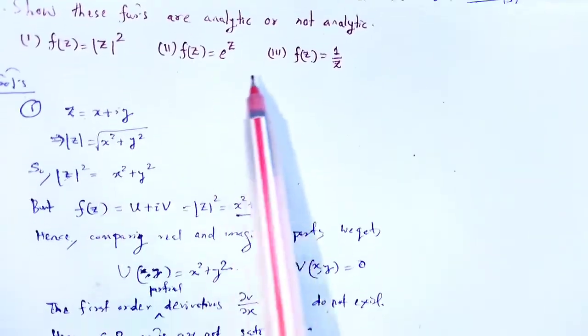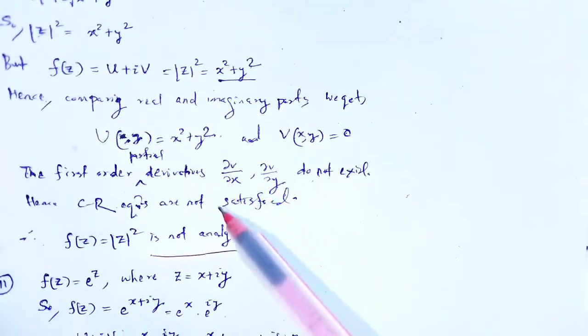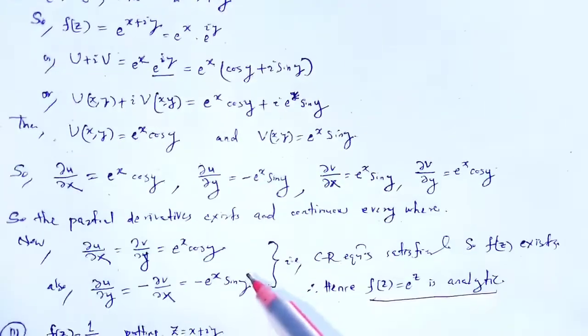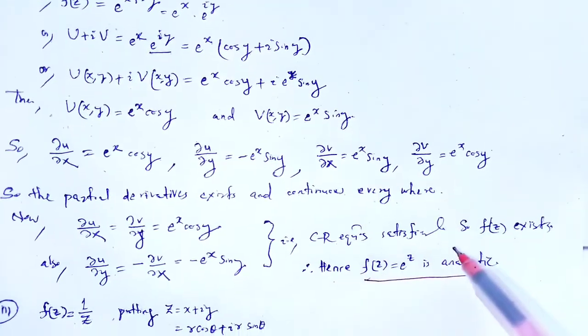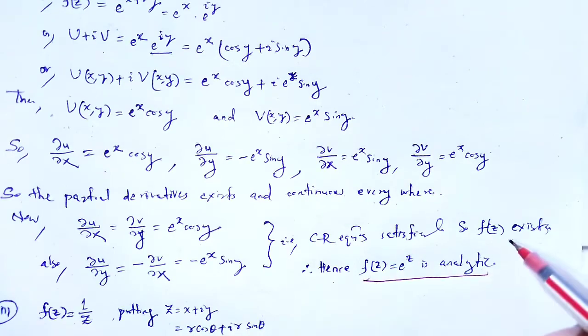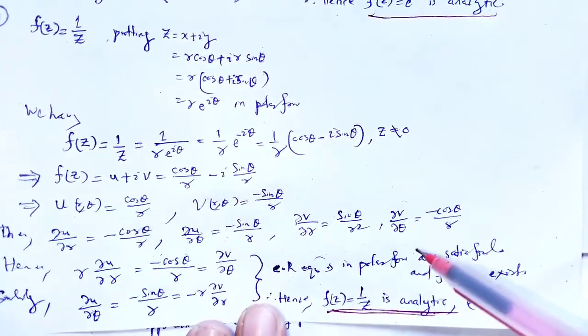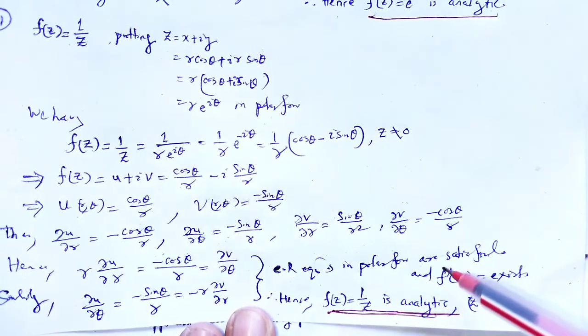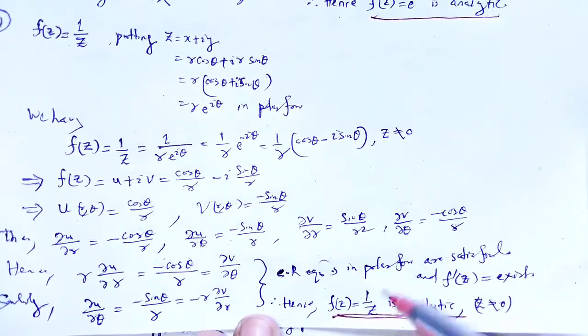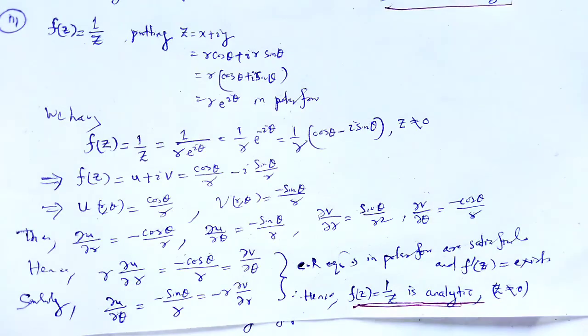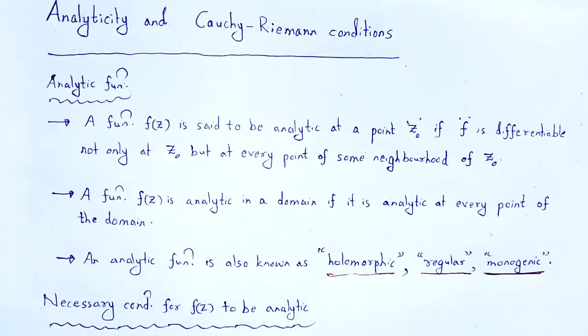These are some examples to show whether functions are analytic or not. The first function is not analytic, the second function is analytic as it satisfies the CR conditions and its first order differentiation exists. The next function is analytic by taking the CR condition in polar form, and its first order differentiation exists, so that function is analytic. So, with the help of this video lecture, we understand analyticity and the Cauchy-Riemann conditions.